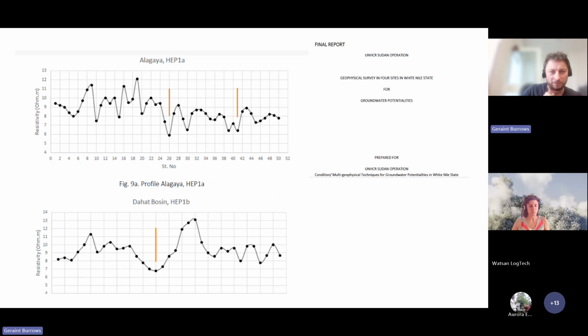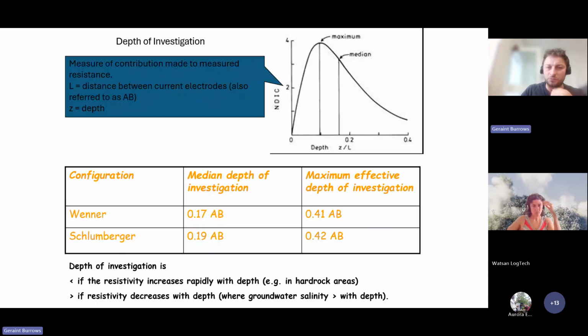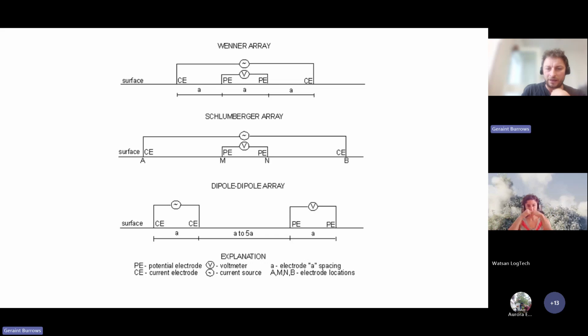But it might be 5 meters or 10 meters nominally. Okay, but is this distance AB, no? The total distance? No. With a constant separation traverse, whether you're using a Wenner array or a Schlumberger array, it doesn't really matter. You can do a constant separation traverse with either, or you could use a dipole array too.